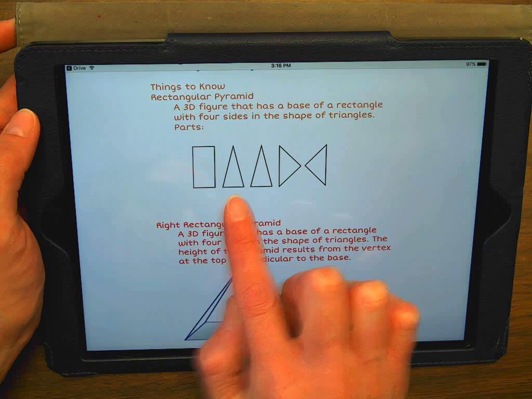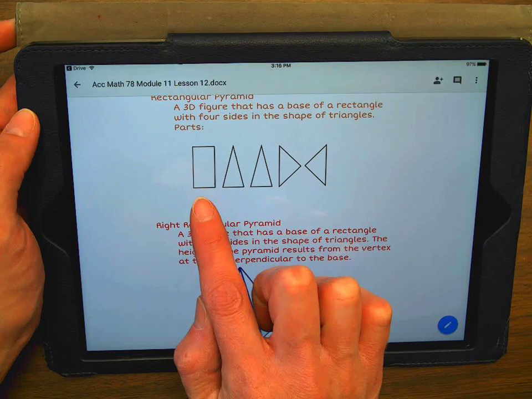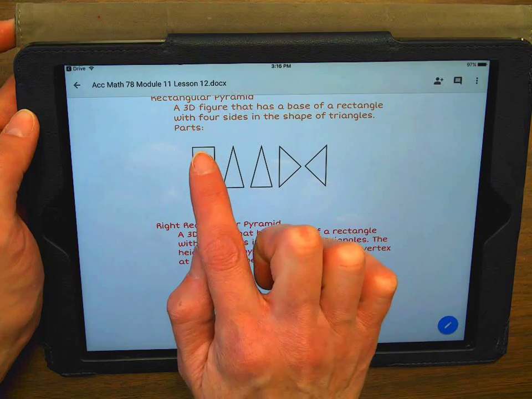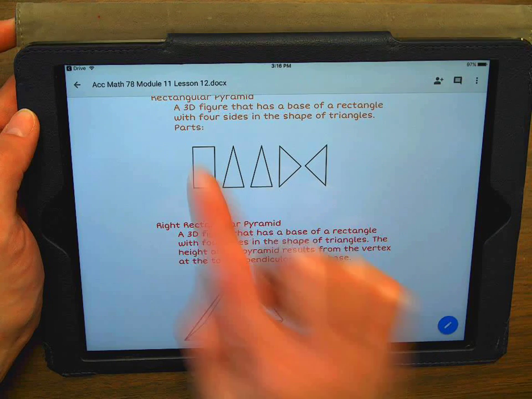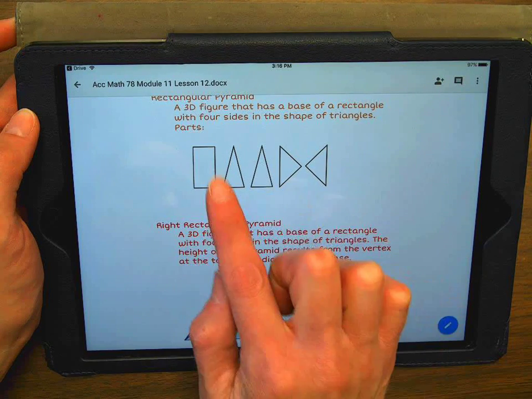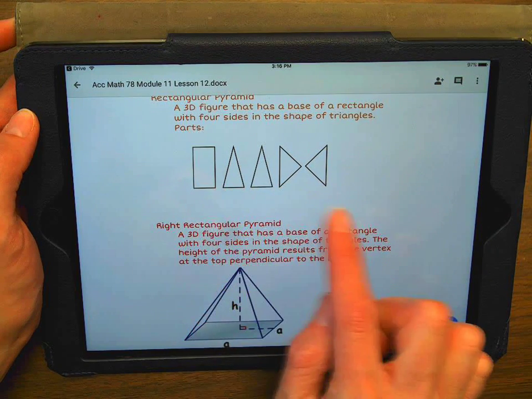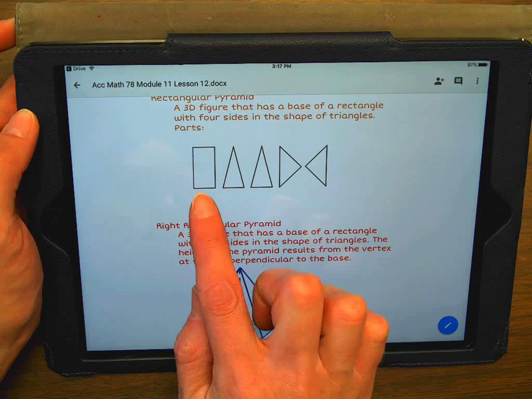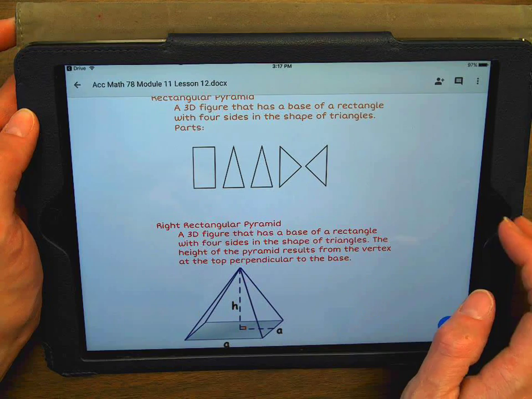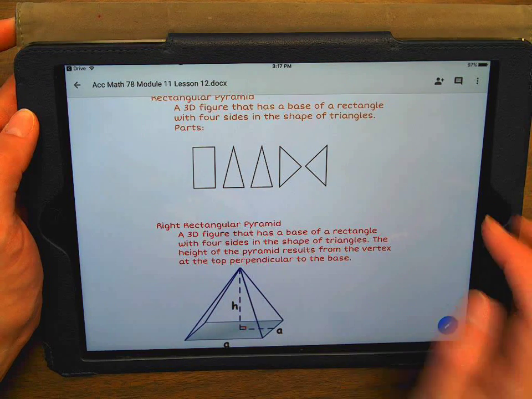This little triangle right here would extend to this side that I'm pointing to. This triangle would sit on this edge that I'm pointing at. This side would sit on this side, and this side would sit on this side. And when you have all of those triangles connected to the base, they can be folded up together and they come together at a common vertex and you have a pyramid.